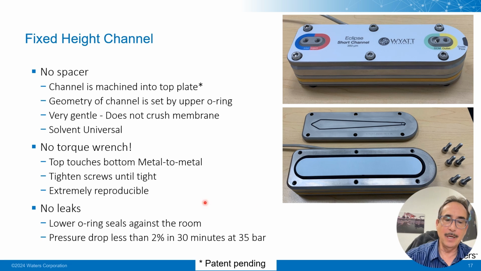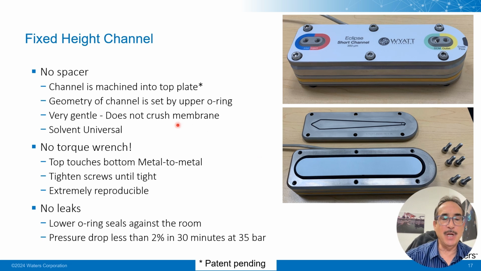It doesn't leak, it's extremely reproducible, it's extremely rigid. We do a pressure drop test where we seal it at 30 bar and check it after 30 minutes and make certain that it hasn't changed pressure by more than 2%. And typically it's substantially less than that. So no bowing, very rigid, and very simple to assemble. And no torque wrench, just screw it down until it's tight.